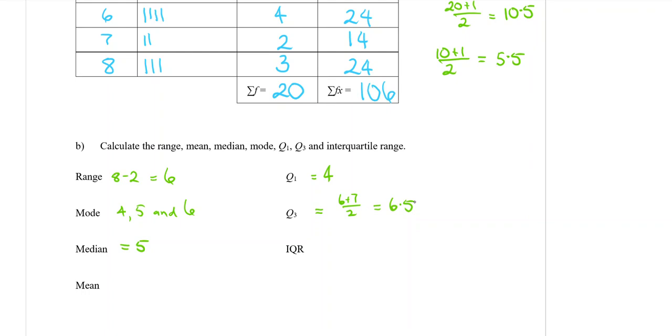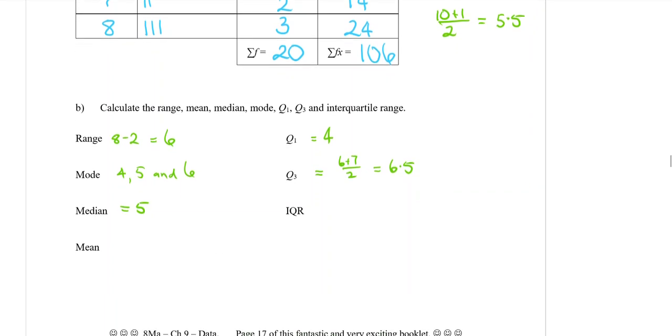Okay, let's finish off with the interquartile range. That's the Q3 minus the Q1, so that's 2.5. The one that I skipped, the mean over here. Mean is found with these numbers at the bottom of my table. The sum of fx is adding up all of the scores in your data. So that's the number that goes on the top of your fraction, 106.